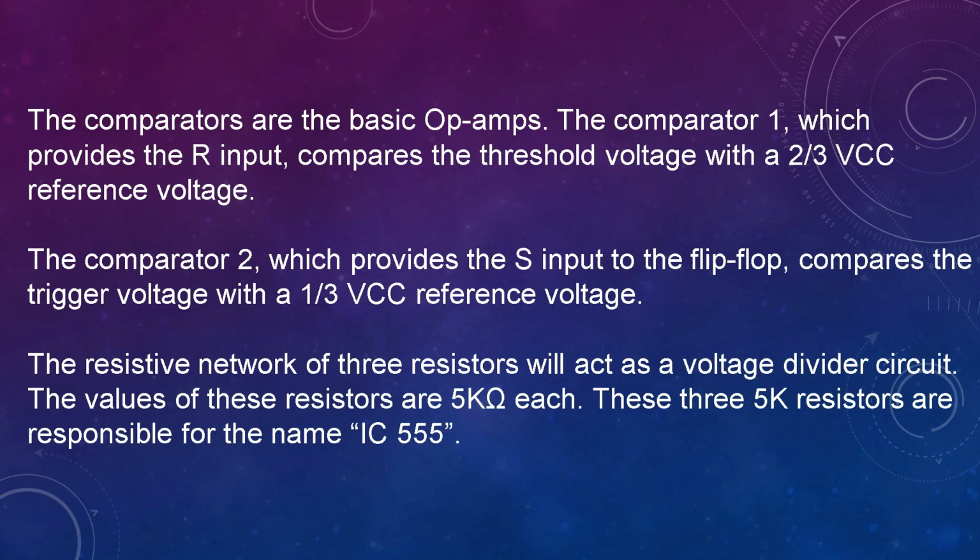Comparator 1, which provides the R input, compares the threshold voltage with a 2/3 VCC reference voltage. Comparator 2, which provides the S input to the flip-flop, compares the trigger voltage with a 1/3 VCC reference voltage. The resistive network of 3 resistors acts as a voltage divider circuit. The values of these resistors are 5K ohms each. These 3 5K resistors are responsible for the name IC555.